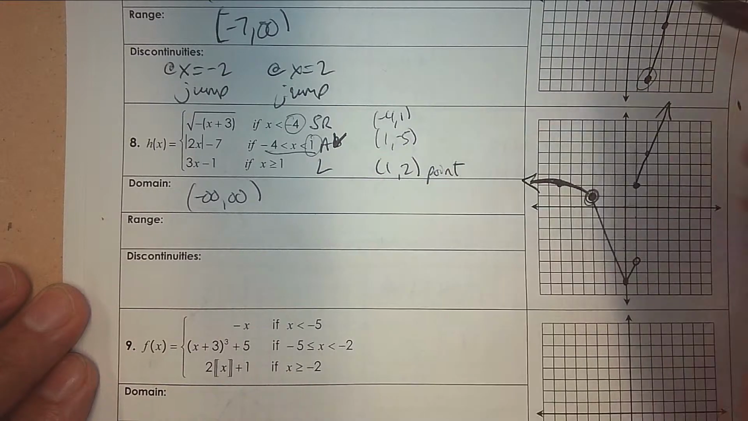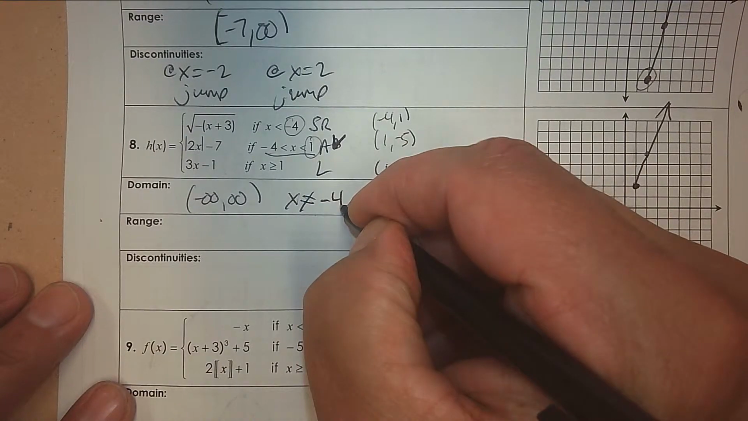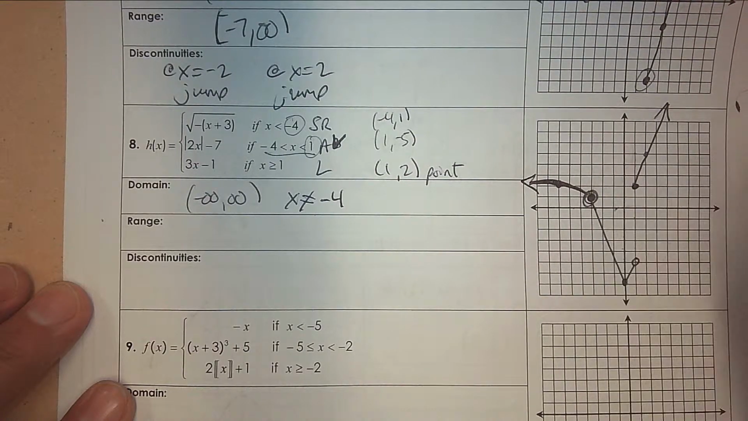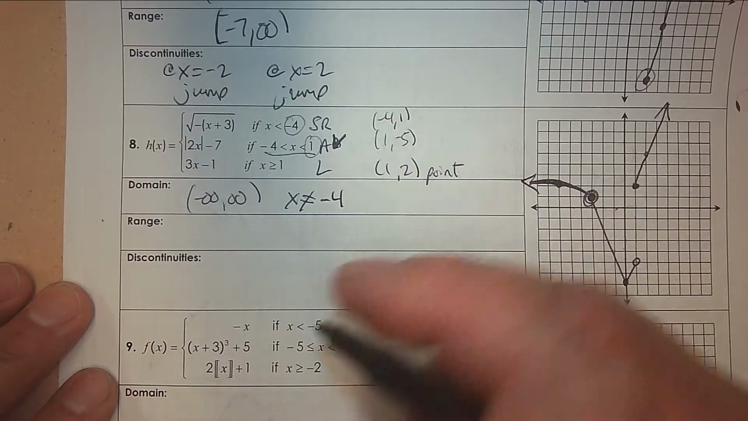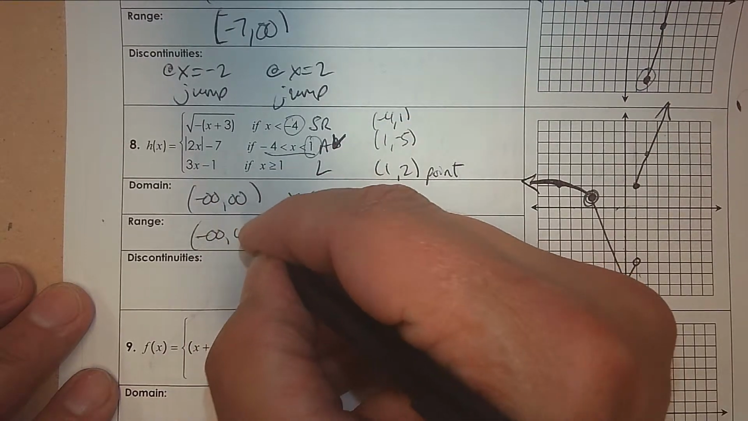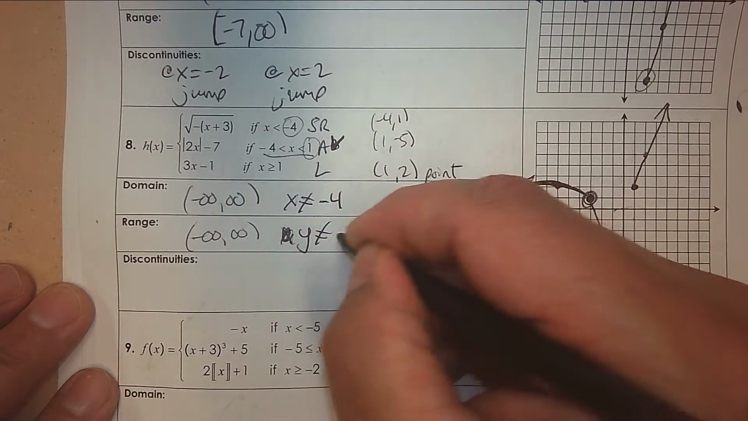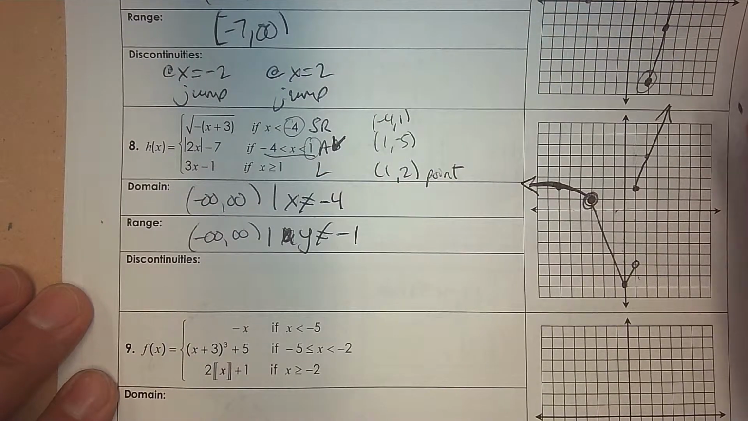Well, there's one that x can't be. It can't be negative 4. So at negative 4, we don't have an answer. There's a hole there. The range from the bottom to the top, again, it's all real numbers, but the one answer that y can't be is 1. So there's an exception. Positive 1.